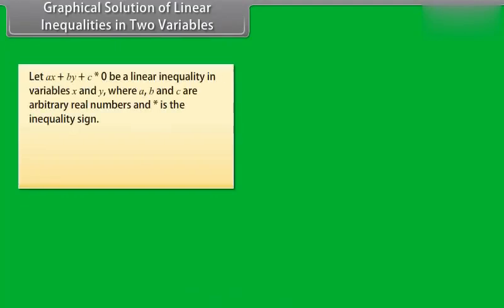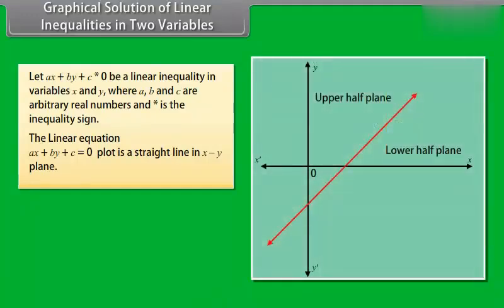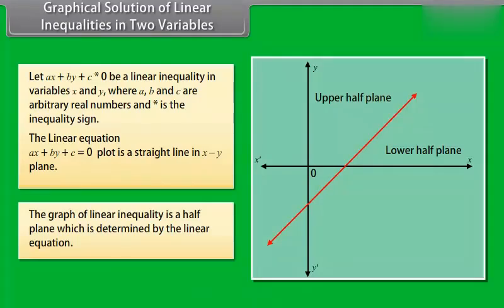Graphical solution of linear inequalities in two variables. Let ax plus by plus c star 0 be a linear inequality in variables x and y, where a, b and c are arbitrary real numbers and star is the inequality sign. The linear equation ax plus by plus c is equal to 0 plots as a straight line in the xy plane. Below are the examples of straight lines in the xy plane, which divide the xy plane into two halves. The graph of linear inequality is a half plane, which is determined by the linear equation.